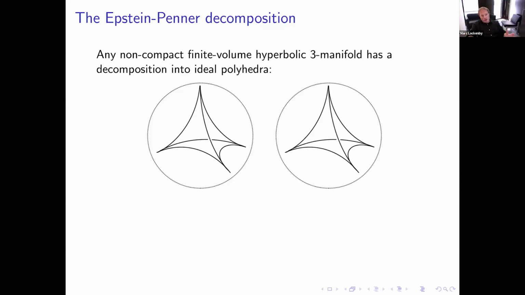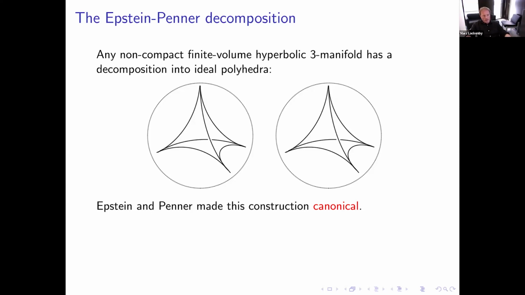And famously, Thurston showed that the figure 8 knot complement can be expressed as the union of two hyperbolic regular ideal tetrahedra with their faces identified in pairs. And in fact, this is a very general construction. Every non-compact finite volume hyperbolic manifold can be built in this way. And in fact, the construction can be made canonical.